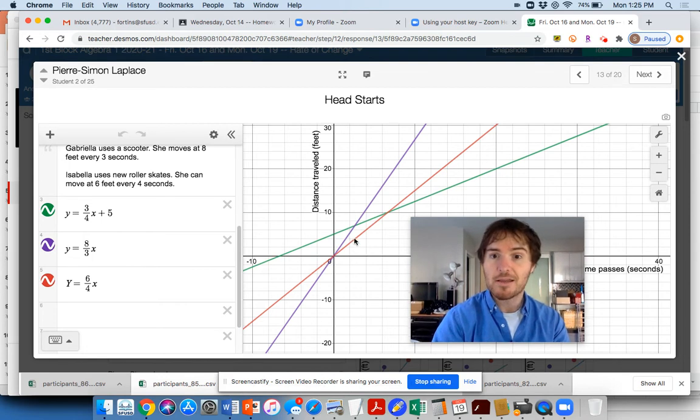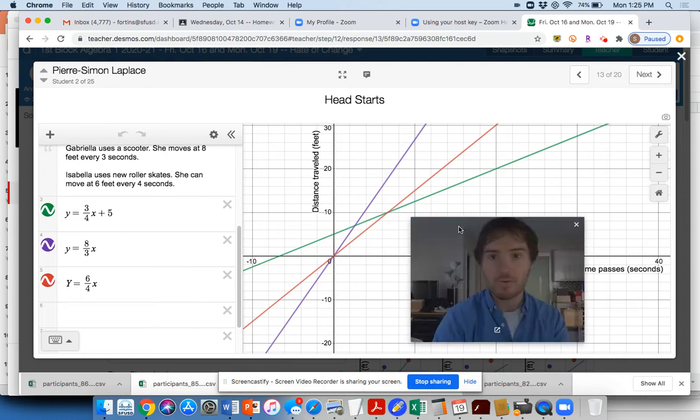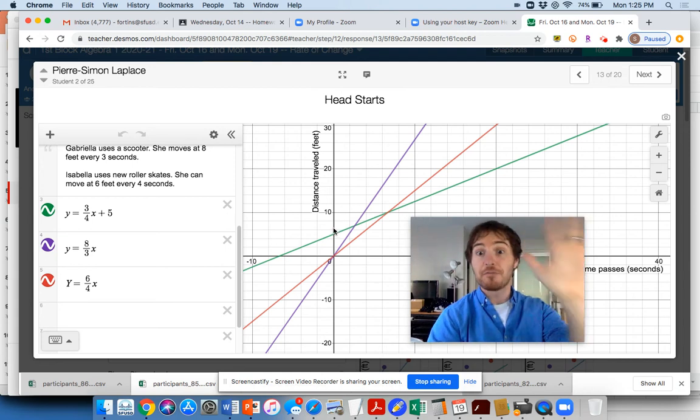Now, if you look back to previous slides, all 3 of these graphs, right? The green, the red, and the other, and then Danny, the youngest sister, was going through the origin, right? And her line looked like this. It was parallel to this green one, but it went through 0, 0. So it doesn't go through that anymore. She gets a 5 feet head start.